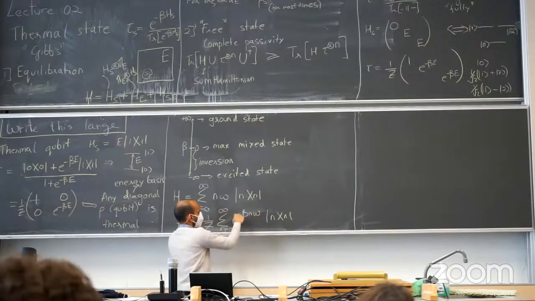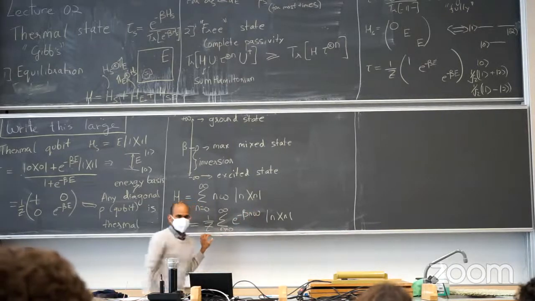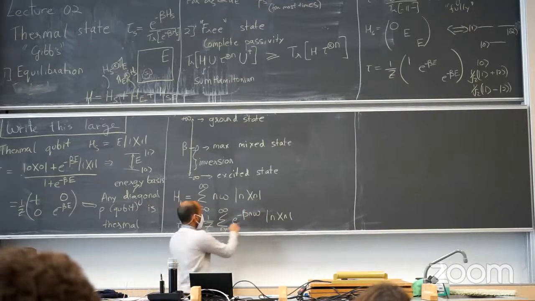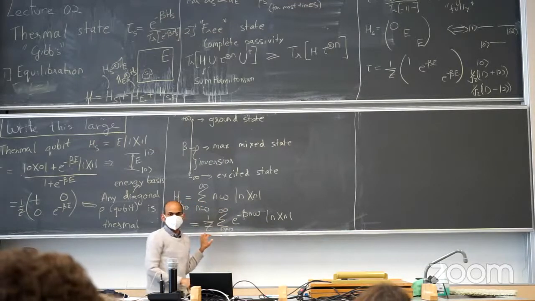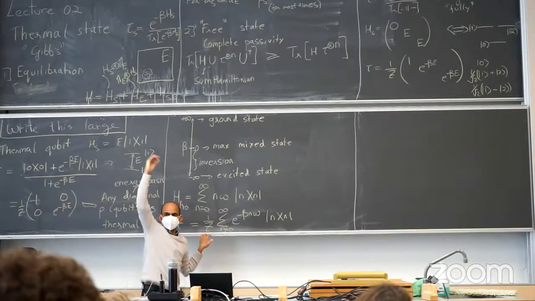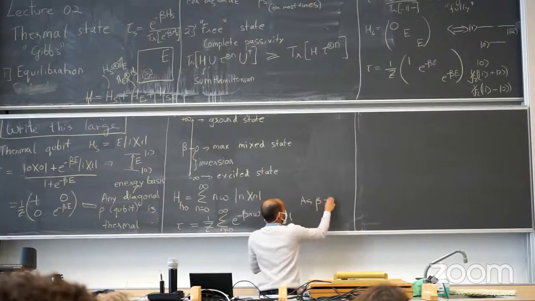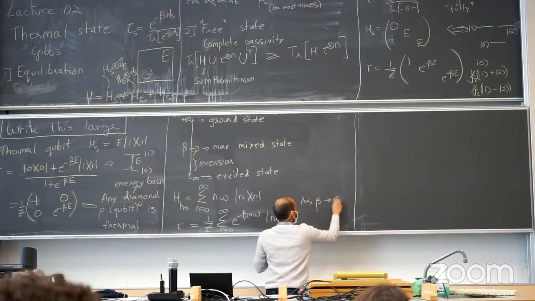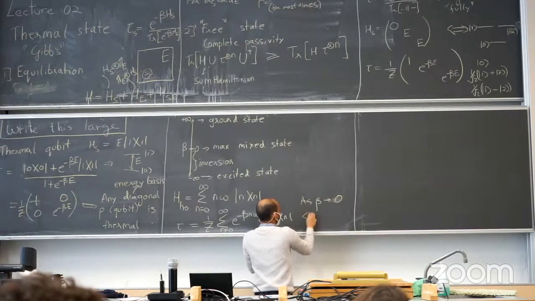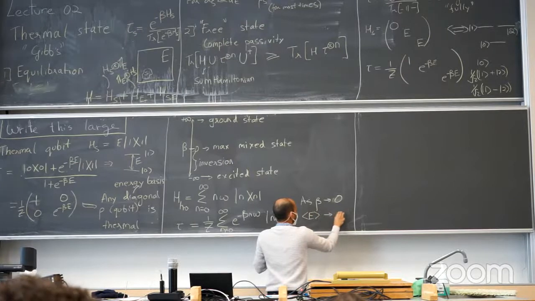This would take all of the factors to 1, regardless of what n and omega is. But that would mean that every level was populated equally, which can never happen because I would need infinite energy. There's no bound to the highest energy level. So as beta tends to infinity, sorry, not to infinity, to 0, the average energy E goes to infinity in this case.